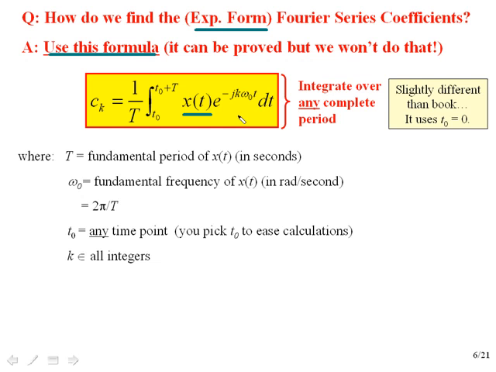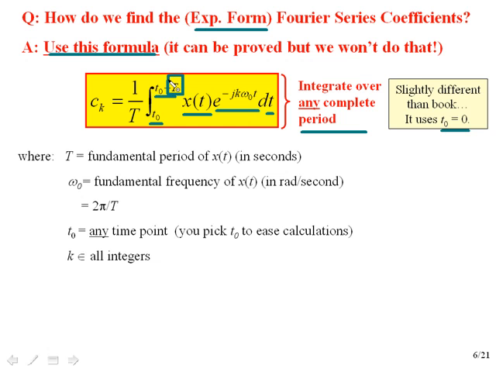We take x of t, we multiply it by e to the minus j k omega 0 t. We integrate over t from some time t0 up to some time t0 plus capital T. And I'm just pointing out that the book uses an explicit value for t sub 0, and that explicit value is 0. So I'm showing a little more general form here, which says that we can integrate over any complete period of the signal.